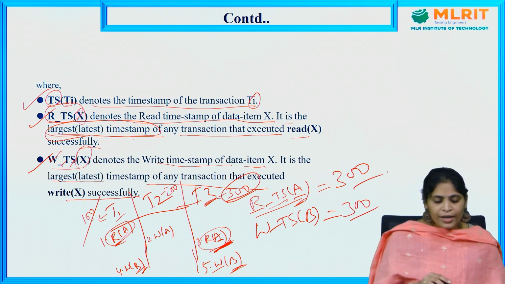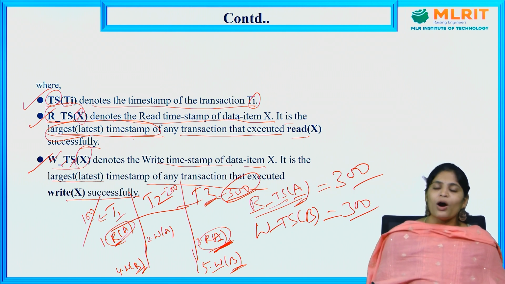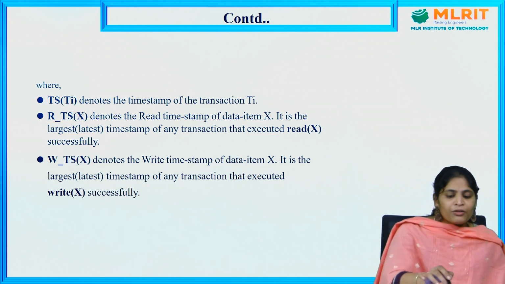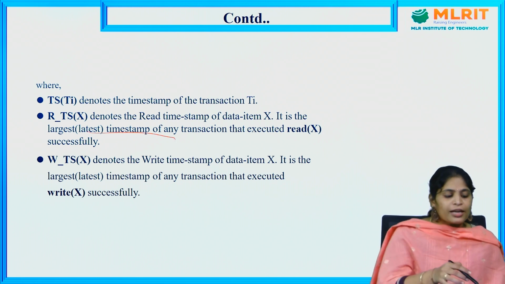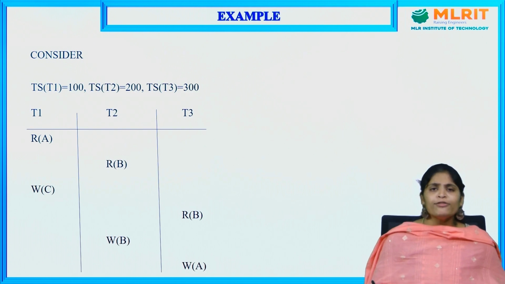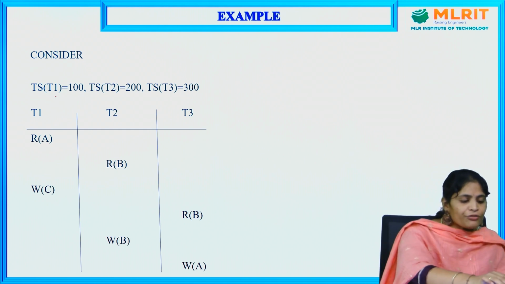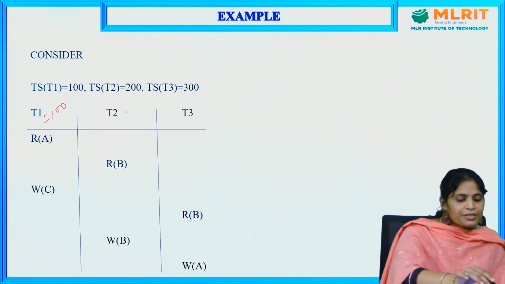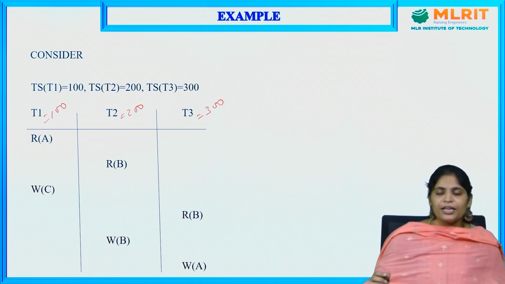So in this way, we have to represent the timestamp values RTS and WTS. RTS is meant for picking the largest timestamp value, and WTS is meant for picking the largest timestamp value of any transaction. Okay. So now let us discuss the formulas with a simple example. Let us consider TS of T1, that means the timestamp of T1, which is 100. Timestamp of T2 is 200. Timestamp of T3 is 300.